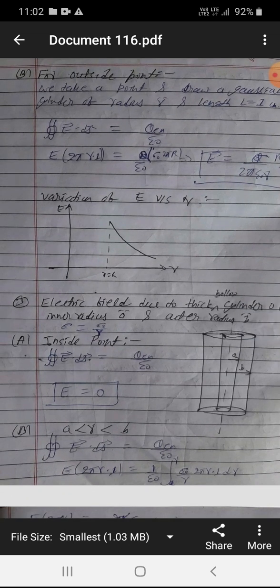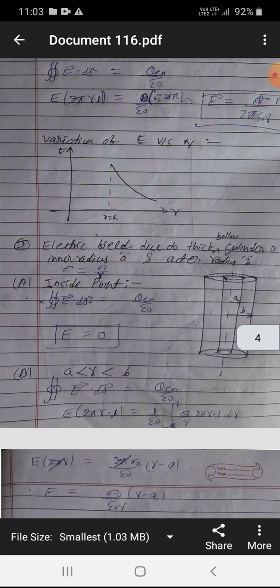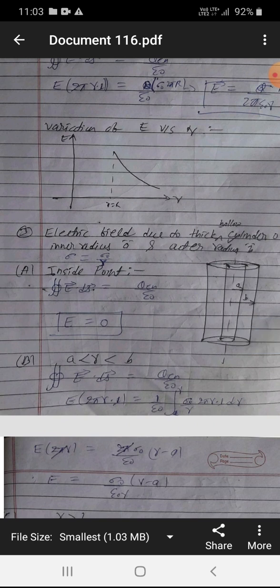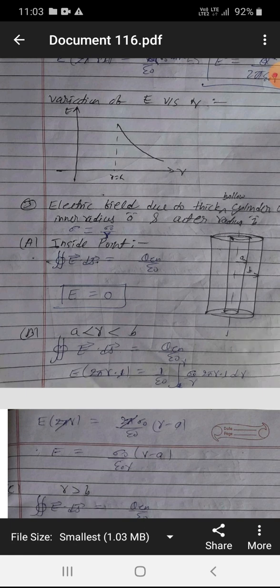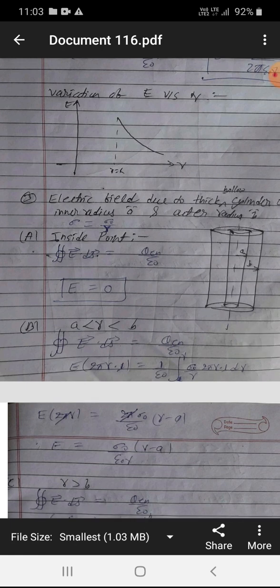From r equal to 0 to capital R, that is up to the surface of the cylinder, the electric field is 0 since no charge is enclosed, and outside the hollow cylinder the electric field decreases with r. Now write in the comment box how the electric field will vary with r in the case of a hollow sphere outside. We have done it in our last lecture.